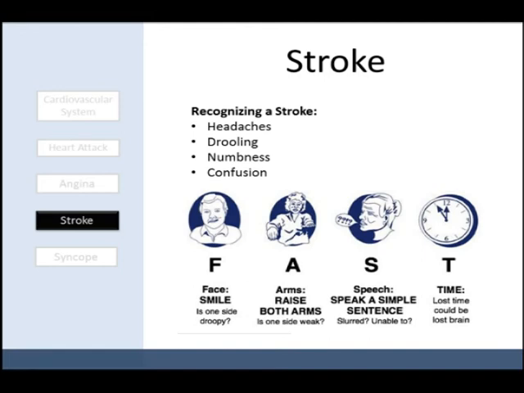Ask the person to smile. Does their face droop? Ask the person to raise both arms. Does one side lower in weakness? Ask them to repeat a simple sentence. Are the words slurred or unclear? We must lastly keep track of time and get them to medical aid as soon as possible. Every minute lost means a 10% decrease in the chance of survival.